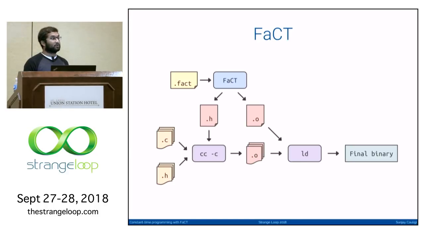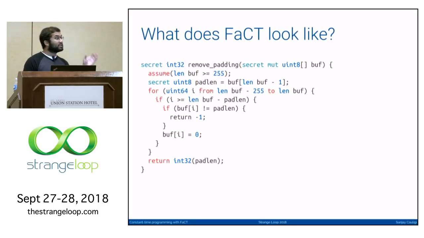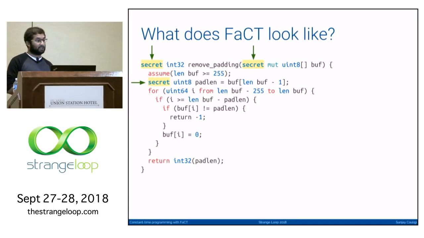So what does FaCT code look like? Here's an implementation of that same padding removal function that we were going through at the beginning. Right off the bat, you might notice we have explicit labels. The contents of the buffer are secret. The return value of this function is secret. And the temporary variable we're using to store the padding length is also secret. So the compiler will check that we're not leaking any of these values.